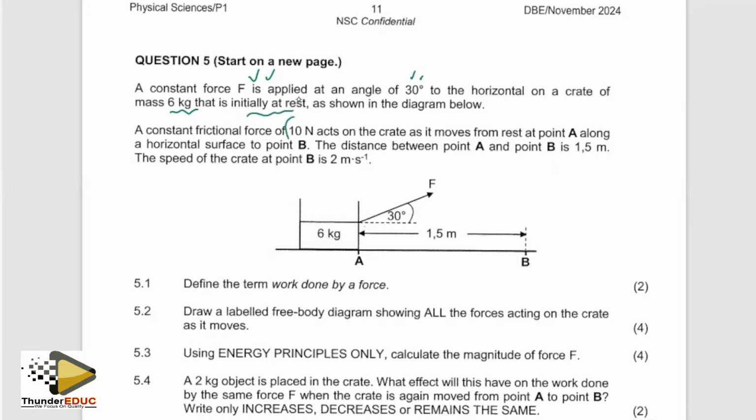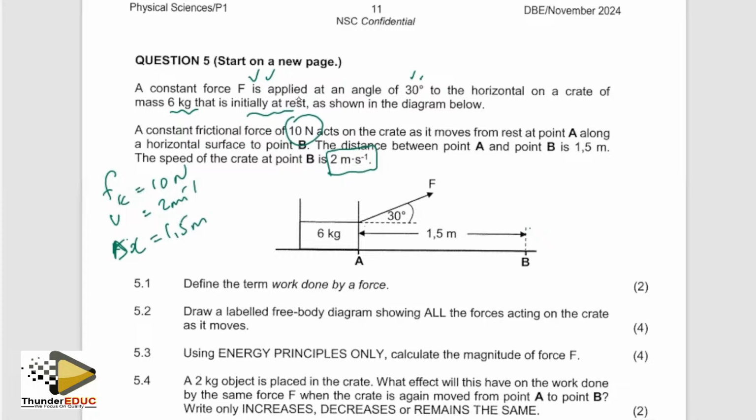A constant frictional force of 10 newtons acts on the crate as it moves from A to B along a horizontal surface. The distance between A and B is 1,5 meters. The speed of the crate is 2 meters per second. All right, so we have the frictional force, which is 10 newtons, the velocity, which is 2 meters per second, and the distance, delta x, is 1,5 meters.